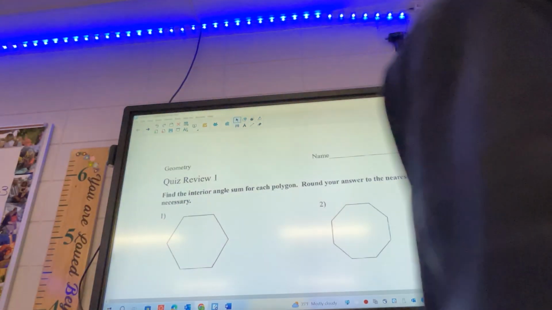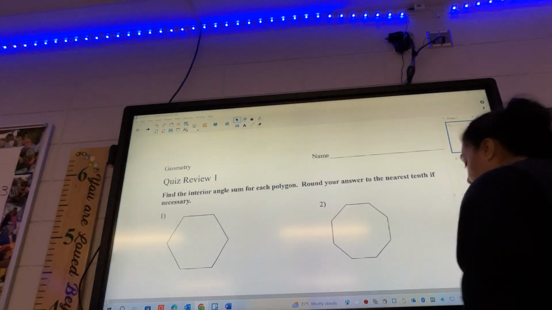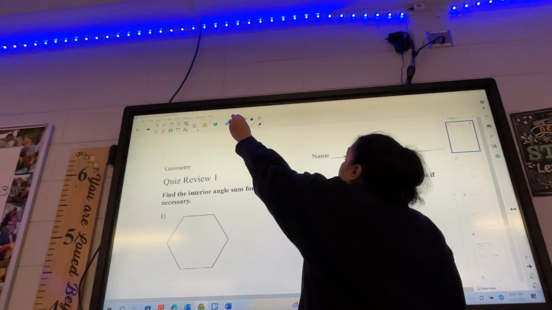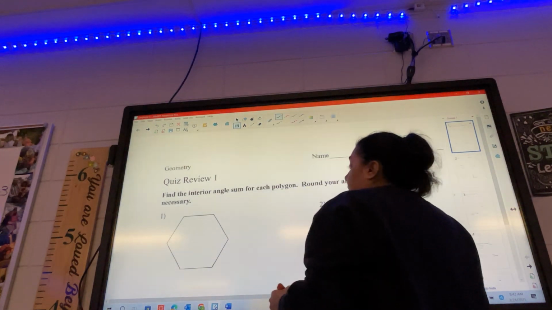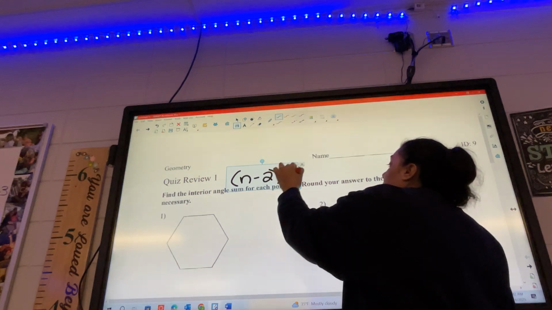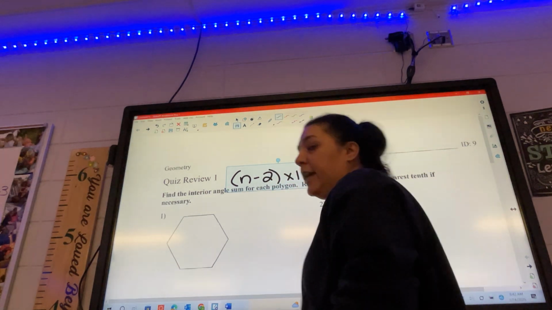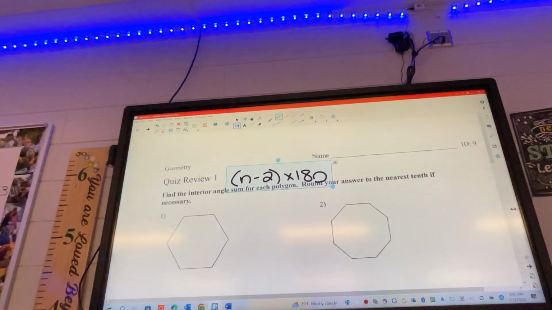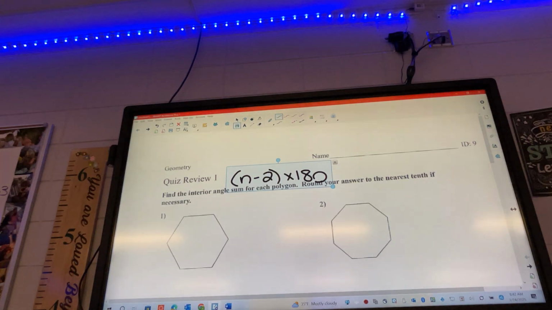Sum of each polygon. What is the formula for these? Parentheses n minus 2 parentheses times 180. Perfect. Okay, so it says n minus 2 times 180. So that's the formula for all of these ones. And so if we look at number 1, how many sides are there?